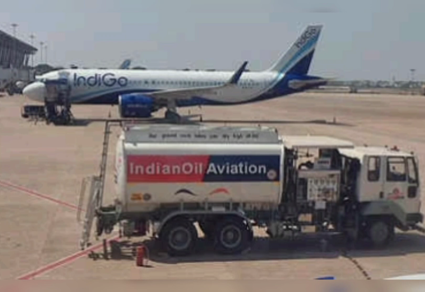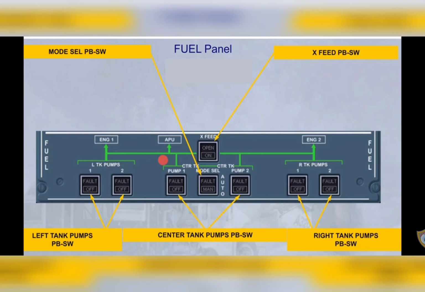How do we sense tank level? Now in aviation we use two types of fuel, aviation gasoline and aviation turbine fuel. In big aircraft we use aviation turbine fuel, jet. Now we'll look at the panels.